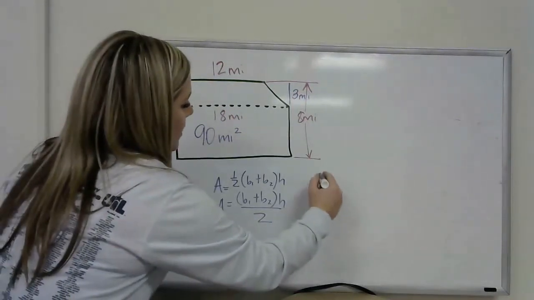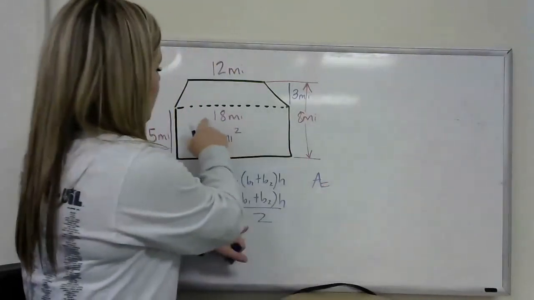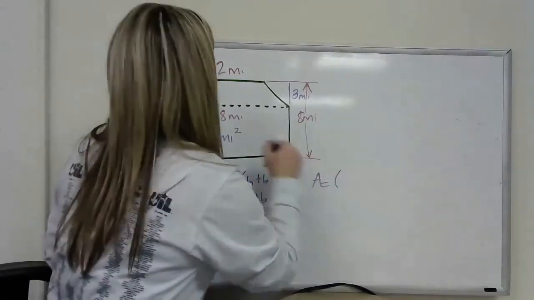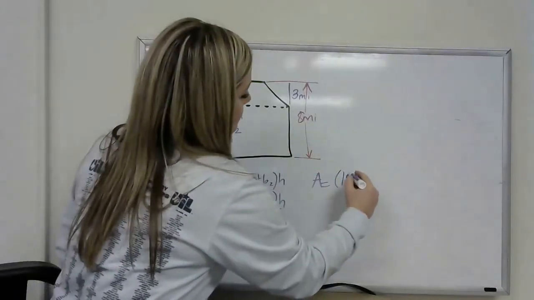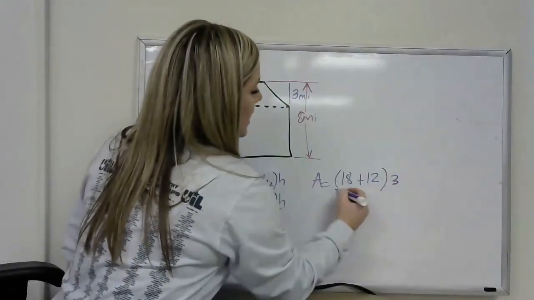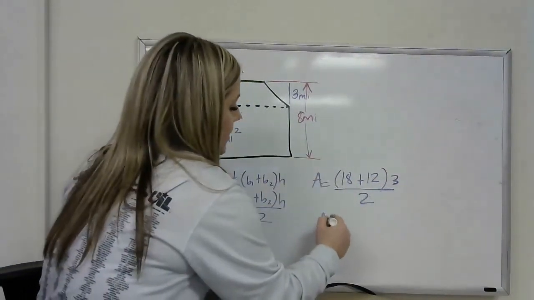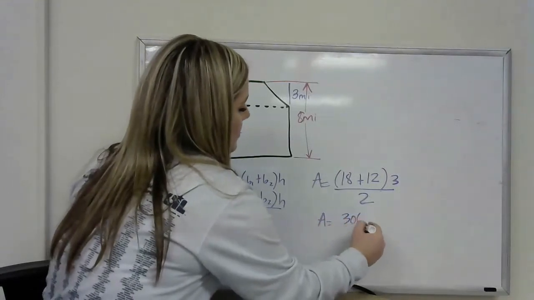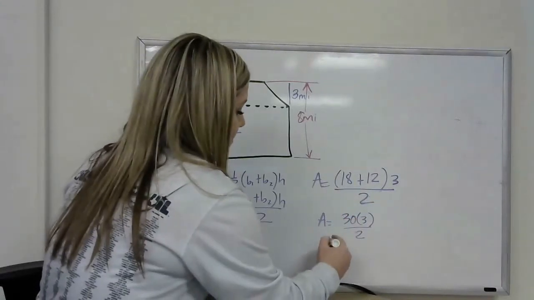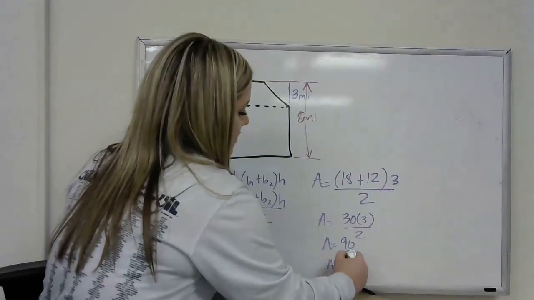All right, so I'm going to come over here so I don't run over it. So my base 1, it doesn't matter which one is 1 and which one is 2. Adding your bases together, 18 plus 12. And we said the height is 3. Times 3, and we're dividing that by 2. Okay, 18 plus 12 is 30, correct? So we have 30 times 3 divided by 2. 30 times 3 is 90. 90 divided by 2 is 45, right?